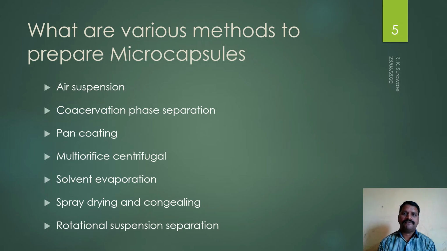What are the various methods to prepare microcapsules? Air suspension, coacervation phase separation, pan coating, multi-orifice centrifugal, solvent evaporation, spray drying and congealing, and rotational suspension separation. So these are some physical as well as chemical methods for microencapsulation. In this video, we will discuss in detail only the coacervation phase separation method.